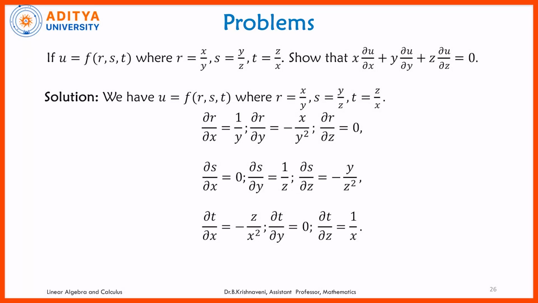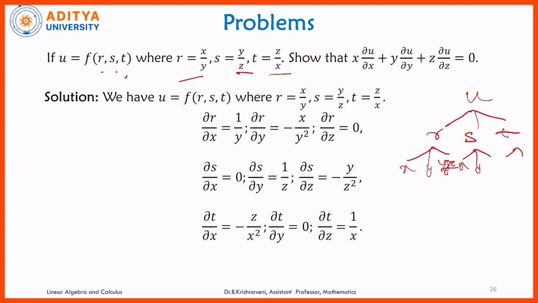Now the next question is about chain rule. Given u is equal to f of r, s, t, where r is equal to x by y, s is equal to y by z, and t is equal to z by x. Here we are given a function with 3 variables, that is r, s, t, and again each of r, s, t is in terms of 3 variables x, y, z.